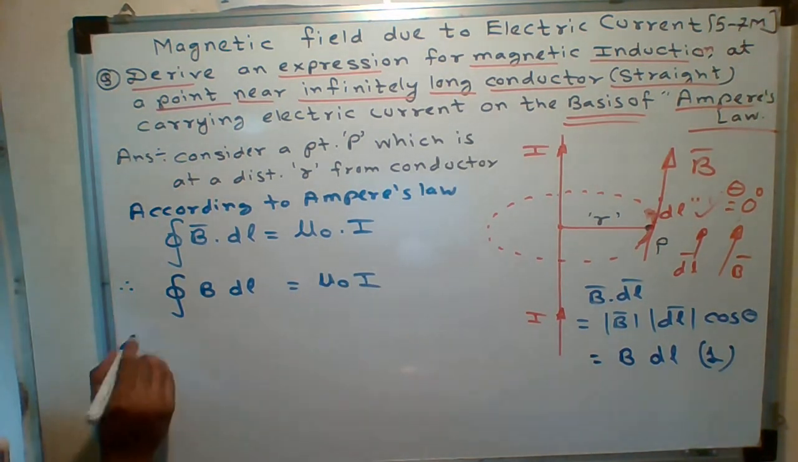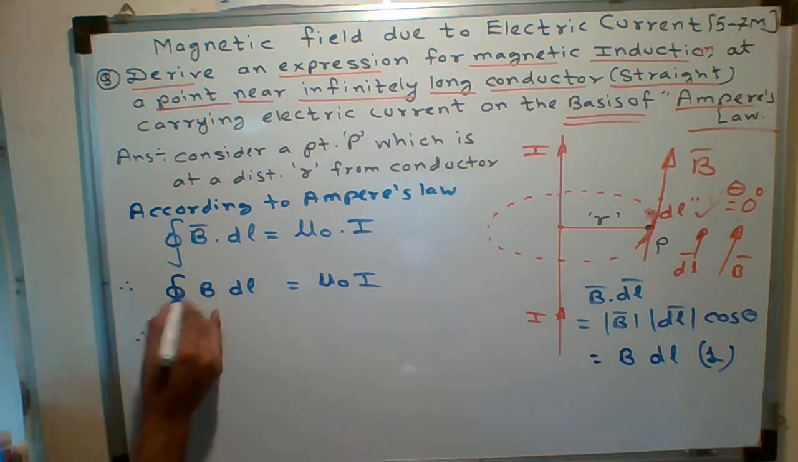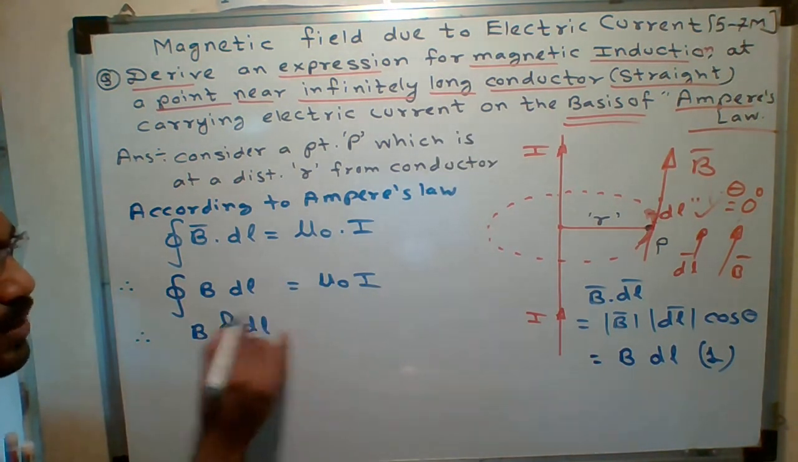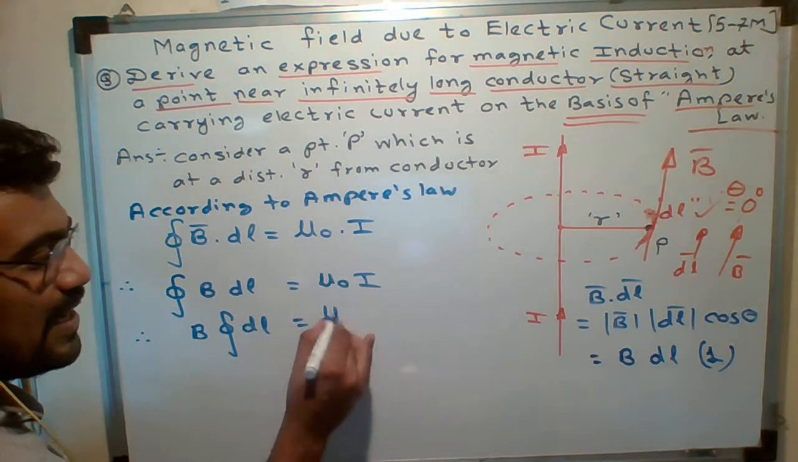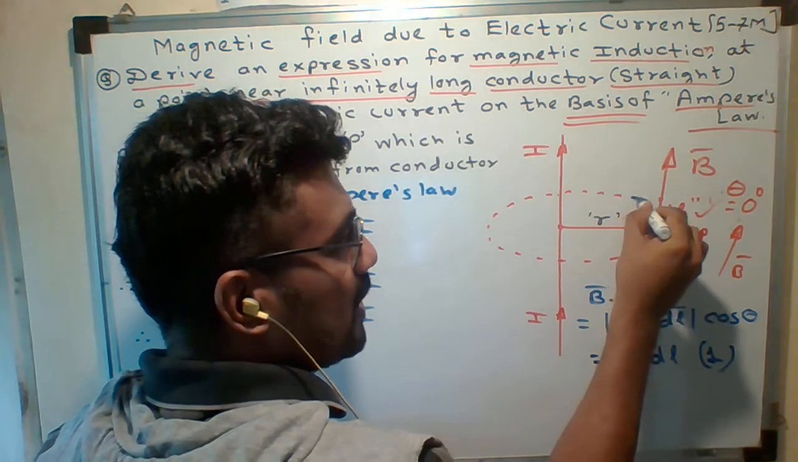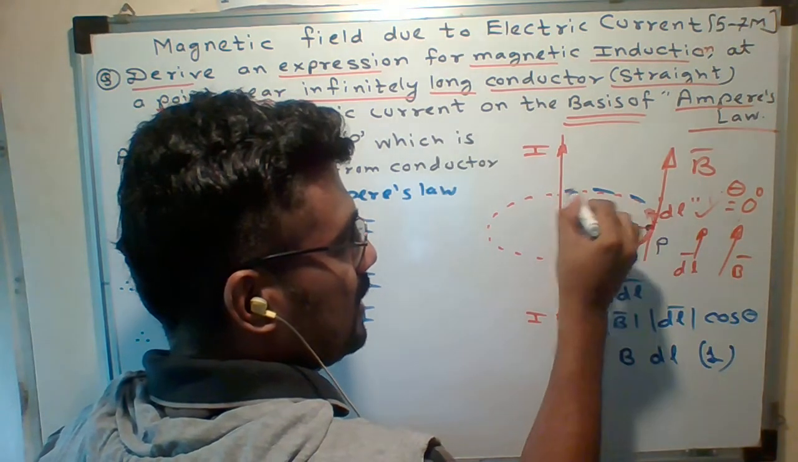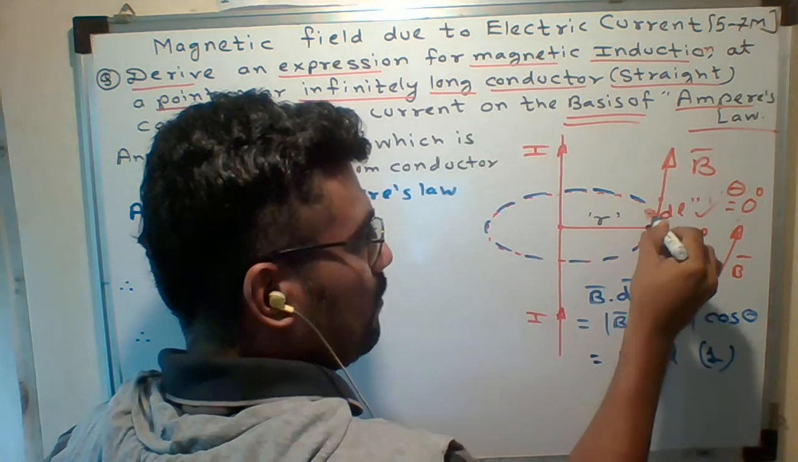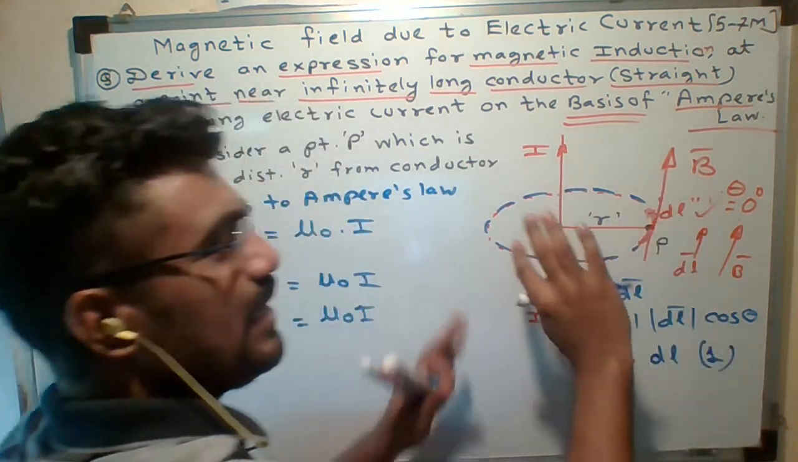But wait, still we have to do something, because the integration part is left. I will take the integration because dl is a small part. If I integrate dl, what do we have to find? This is dl, this is dl, this is dl, but we have to form a loop.